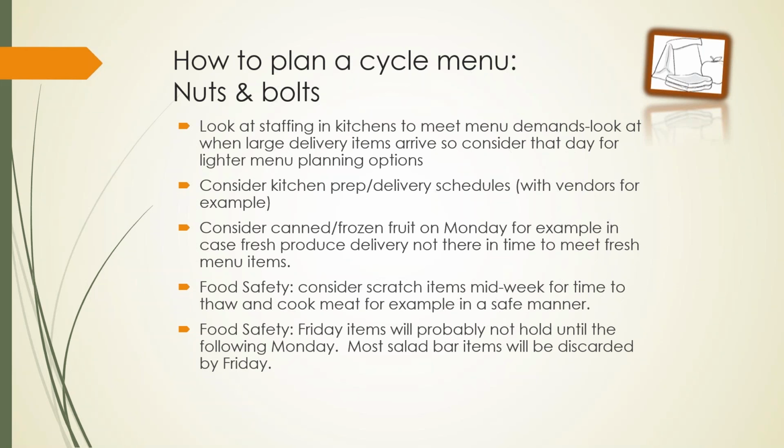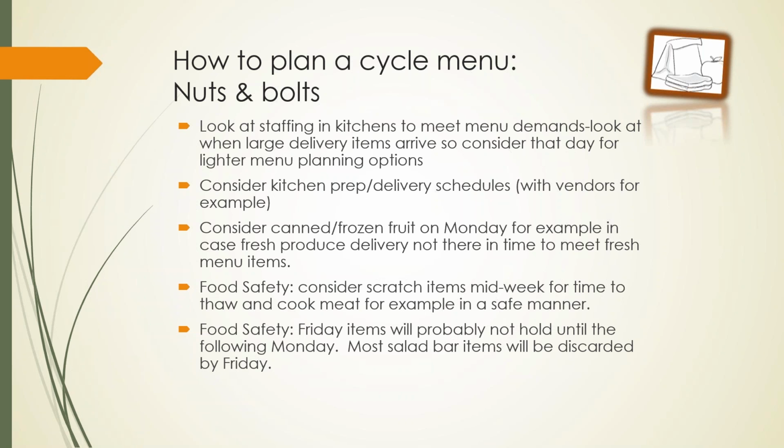Some other things to consider when you're building that cycle menu is really looking at that staffing to meet the menu demands. For example, if you have a large delivery coming on a regular day on a weekly basis, for example, a weekly food order, you may want to consider a lighter menu option like a heat and serve item that day so your staff has time to put the food away. Also take a look at your kitchen prep and the delivery schedules with all the other vendors as you're planning this menu.